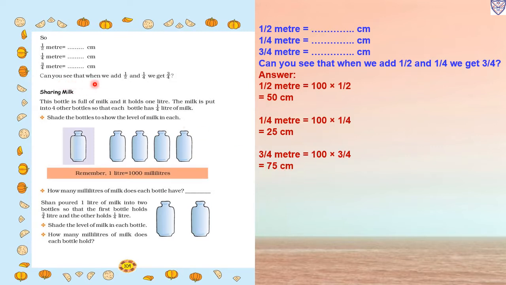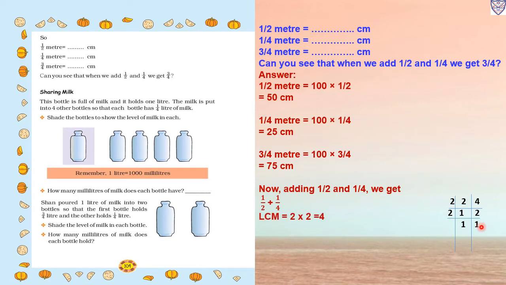Now can you see that when we had 1 upon 2 and 1 upon 4, we get 3 upon 4. So now we are adding 1 upon 2 and 1 upon 4. Here both the denominators are different. So what we will do, we will take the LCM to make the denominator the same. Then only we can add. First we take the 2 table: 2 ones are 2, 2 twos are 4. Then again 2, 1 we will write the same, and 2 ones are 2. So our LCM is 2 multiplied by 2, which is 4.